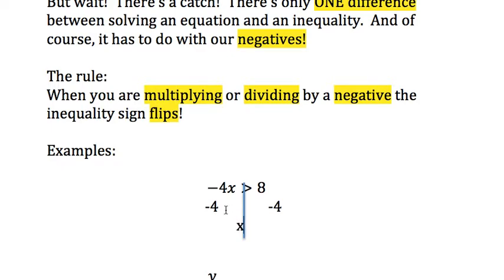Now, here's where it changes. Since we divided by a -4, so we are multiplying or dividing by a negative number, our inequality sign is going to flip. So our greater than sign is now going to turn into a less than sign. Then we do 8 divided by -4 over here, which is -2. So everything stays the same except we're going to flip our sign when we're dividing or multiplying by a negative number.